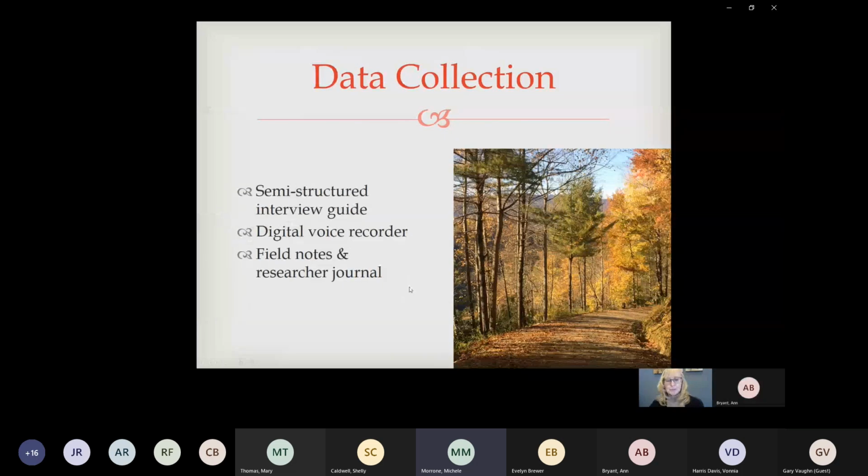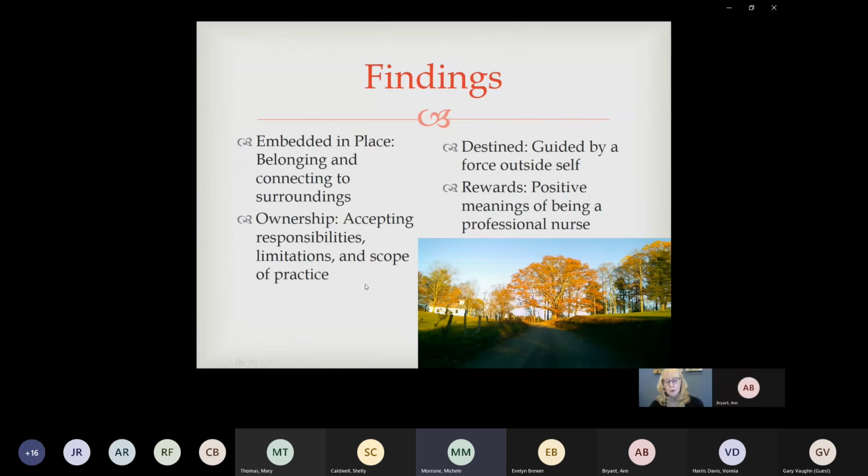Data collection was done through semi-structured interviews. I used a digital recorder and field notes and kept a journal. My grand tour question was, what is the lived experience of being a registered nurse in the community where you live? And when I asked that question, a lot of the participants said, so my secondary question was more explanatory, and it said, tell me what it's like to be a nurse in the community where you live. And they started talking. I had 4 themes identified.